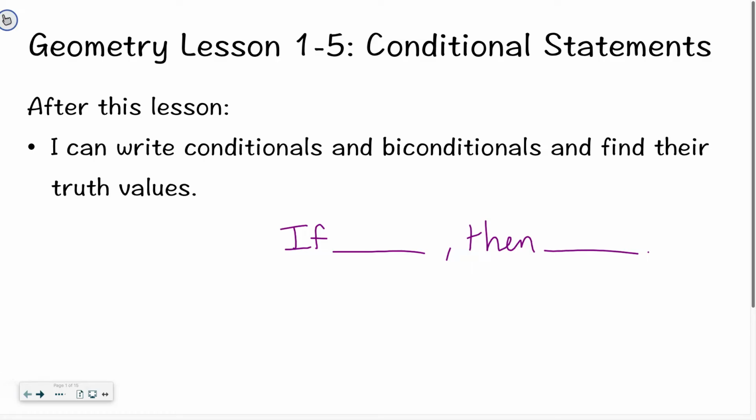Now, whatever follows the word if is called your hypothesis. We talked about this in algebra, but it's been a while, so I'll refresh your memories. Anything that follows the word then is your conclusion. You'll hear me use the words conditional, hypothesis, and conclusion throughout this entire lesson. So if you need to jot down a note to help you remember what those are, please do so now.